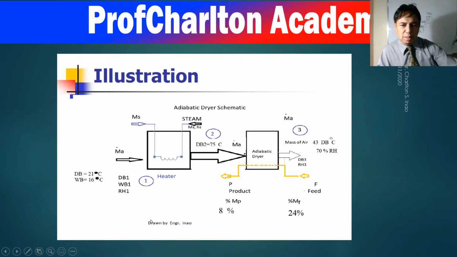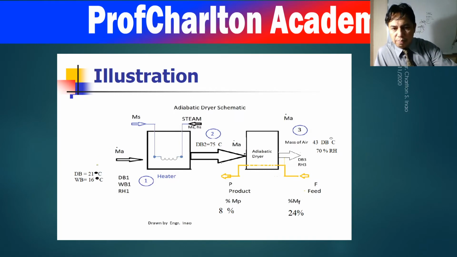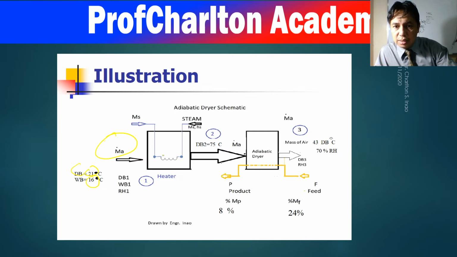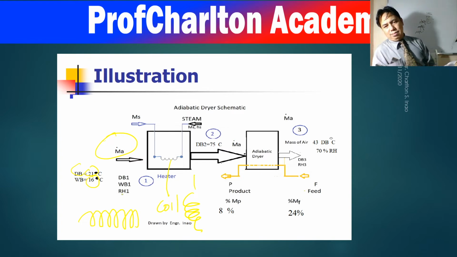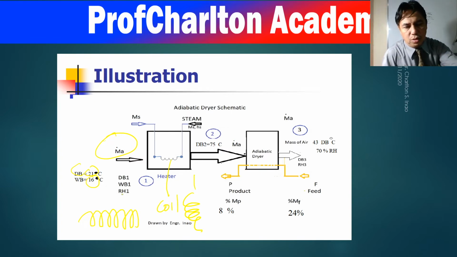So here is the problem: 21 degrees centigrade dry bulb, 16 degrees centigrade wet bulb, because it is lesser than the dry bulb. Then we have a mass of air, then it goes to the heater. How do you know that it is a heater? Because there is a coil, like a swirling part of a metal coil. The effectivity of heat transfer is affected when you increase the length. So when you have a coil in the evaporator or condenser, it is trying to make the length more, by means of this coiled form of the metal.